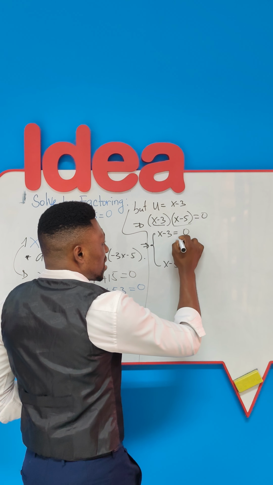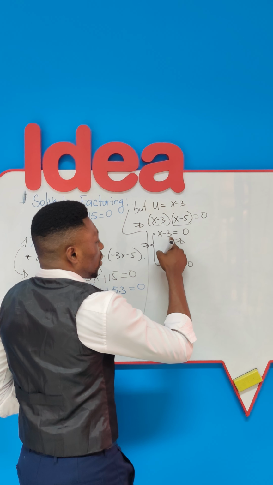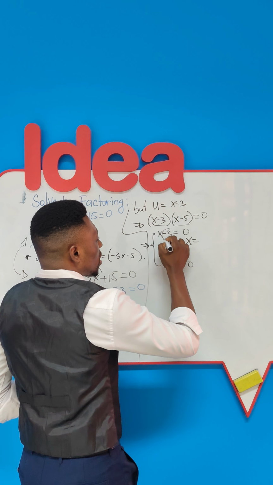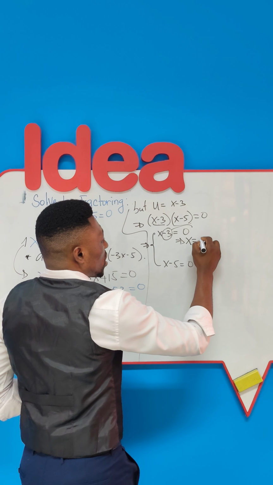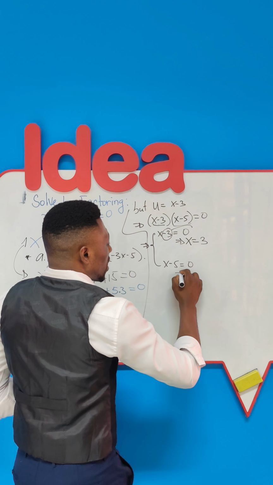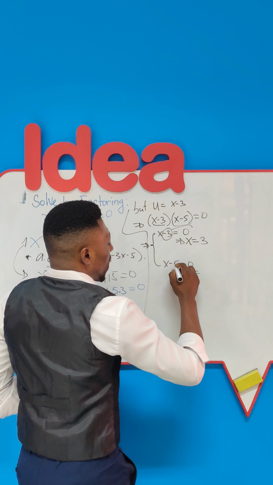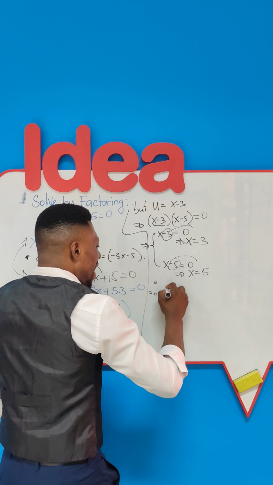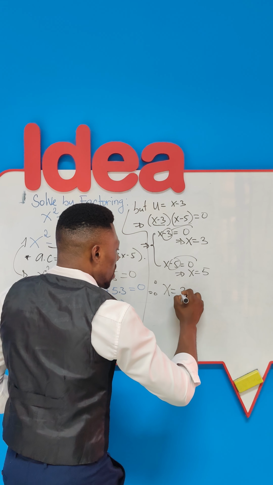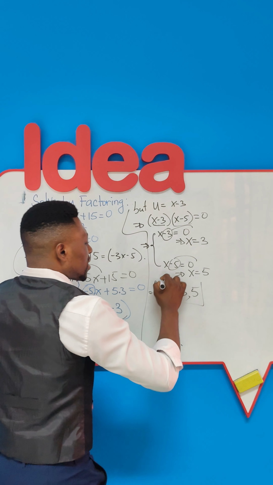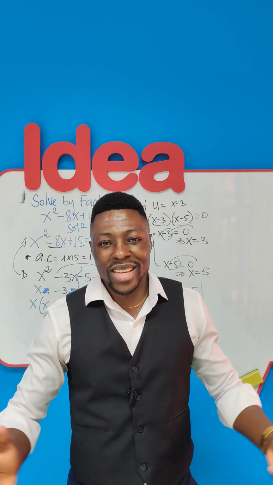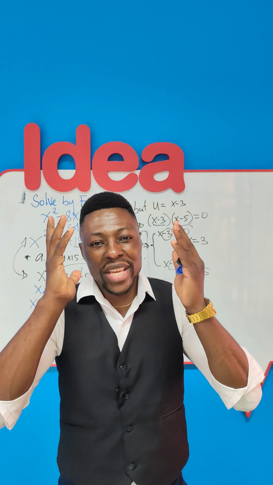In the case where it is this first term which brought about the 0, then to get x from here, you just bring out negative 3 to the other side to give us positive 3. And in the second case, you just bring negative 5 to the other side to become positive 5. Therefore, x is either 3 or 5. And this is how we solve quadratic equations by factoring method.